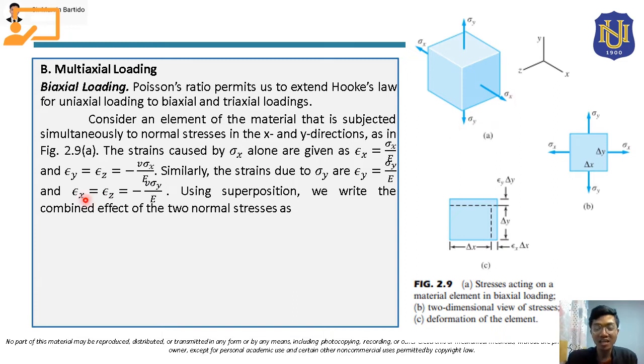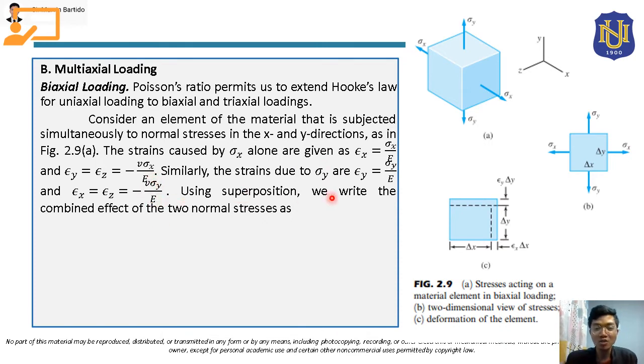The strain experienced by this element due to the normal stress in the y direction will be epsilon x and epsilon z, and they will just be equal to negative v, times sigma y, since the stress that caused this strain is sigma y, over E.